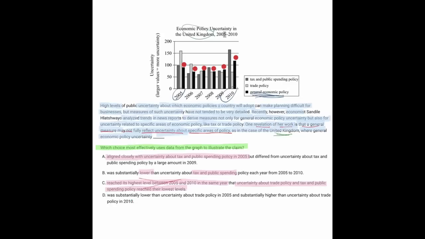And D, general was substantially lower than uncertainty about trade in 2005. That makes sense because trade in 2005 is the highest, and it was higher than uncertainty about trade policy in 2010. Well, yeah, look at trade policy here in 2010. So it was lower than trade in 2005 and higher than trade in 2010. And so answer choice D says it perfect, that general was lower than trade in 2005 and general was higher than trade in 2010.